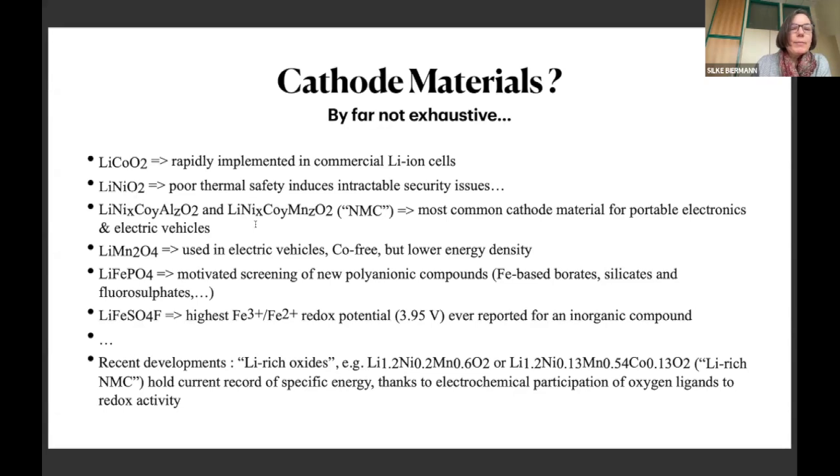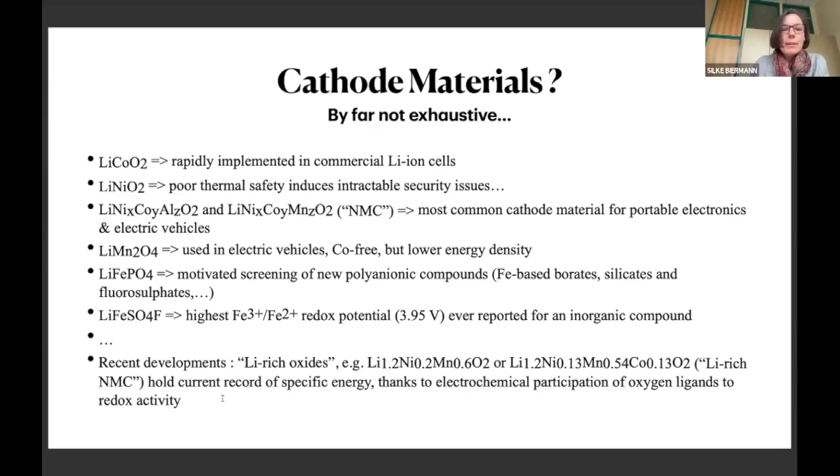Cobalt-free alternatives have also been explored. People want to get away from cobalt for obvious reasons, because of the mining issues. One candidate is to put manganese here, which is indeed used in electric vehicles, but has lower energy density. And then there is research going on in various polyanion material combinations, and of course also on the anode side, also on nanostructuring, and many things behind these dots.